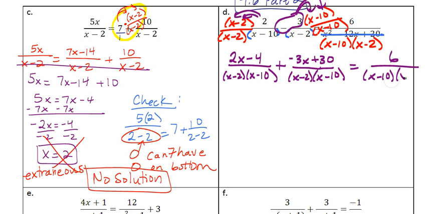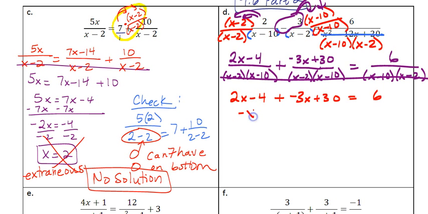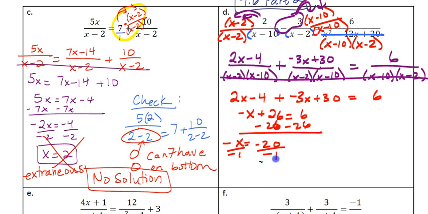Now that required a little bit more work, but now we're at the same stage I was at in my other problems. So I can right away cancel that out, and I'm left with what's on top. So 2x minus 4 plus negative 3x plus 30 equals 6. And I'll go through and solve it. 2x plus negative 3x is negative x. Negative 4 plus 30 is 26. Finish out the problem here, and I end up with negative x equals negative 20. Divide by negative 1. X is 20.